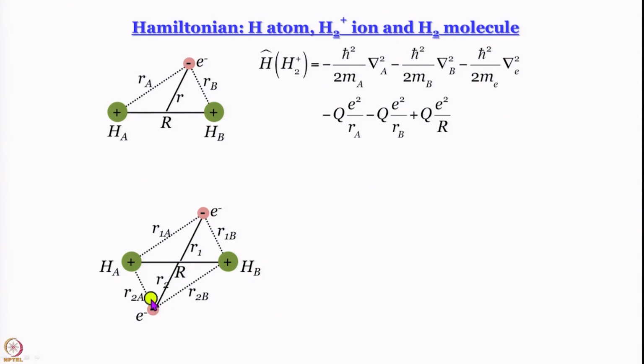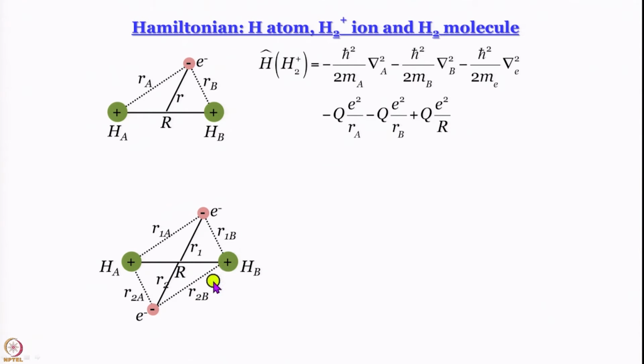Well, we will get something like minus q e square divided by R2A, minus q square divided by R2B. This is due to attraction of this electron by these two nuclei.